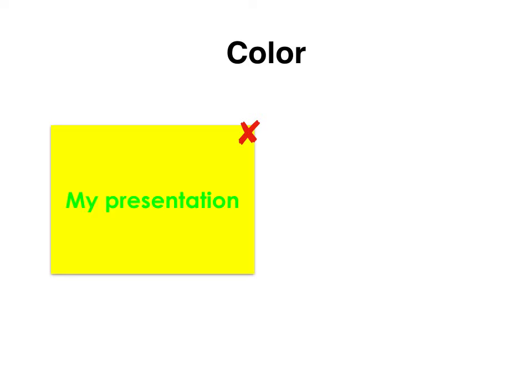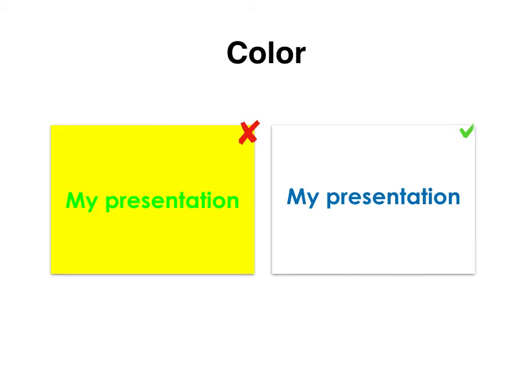Color. This is a bad example because the colors are hard to look at. This is a good example because the color is pleasant to look at.